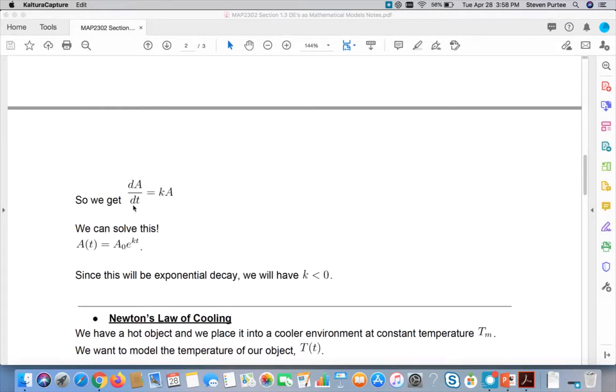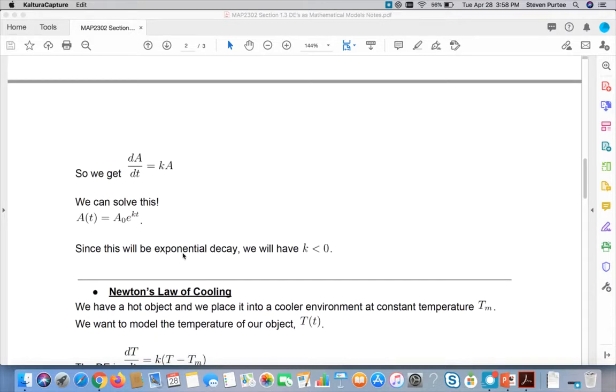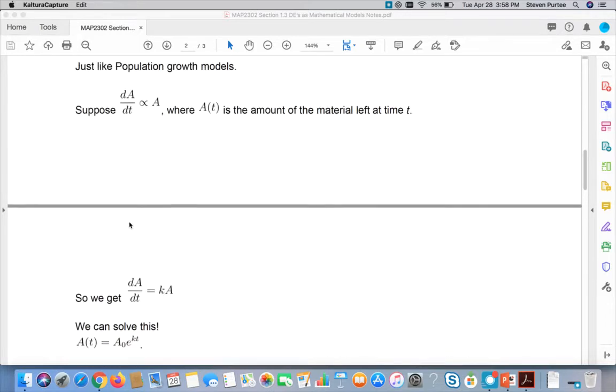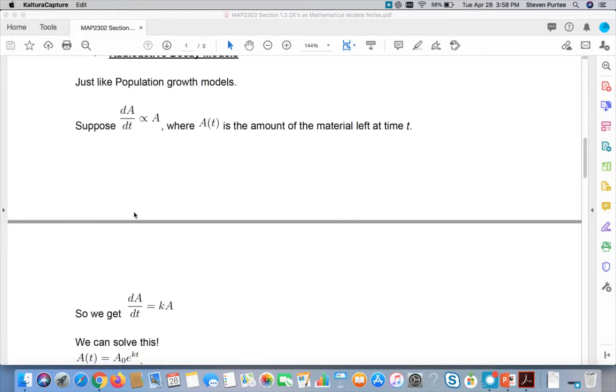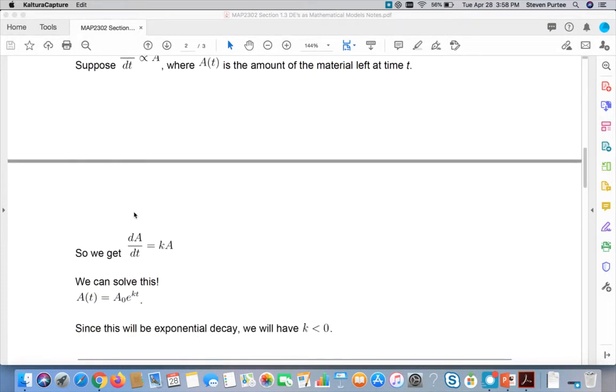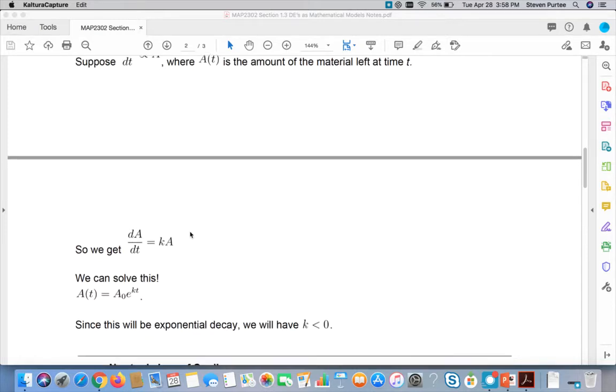The rate of change is some proportionality constant times the amount we have right now. We've already solved it. We know what we get. But because it's exponential decay, we'll have a negative growth factor. So k here will be negative, and a naught is our initial amount. We'll go through and actually solve both of these models later when we do linear differential equations and when we do separable differential equations.